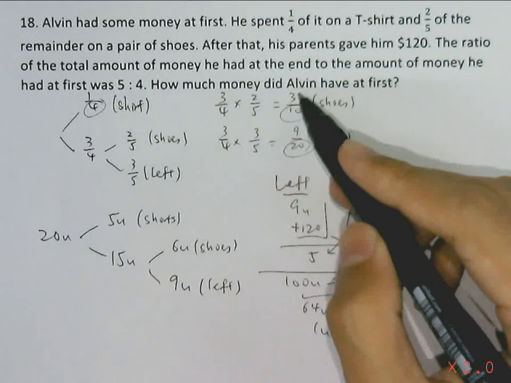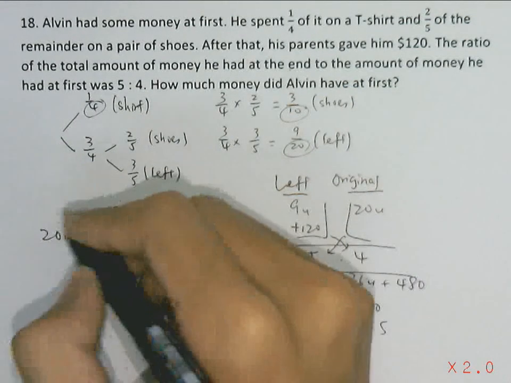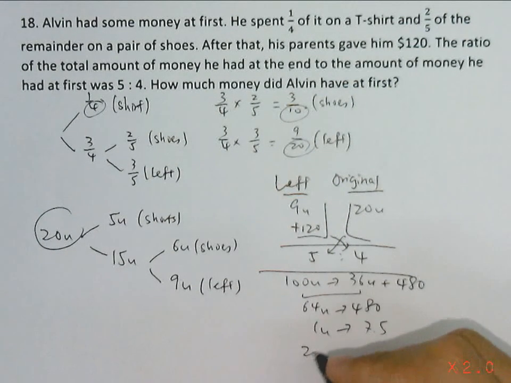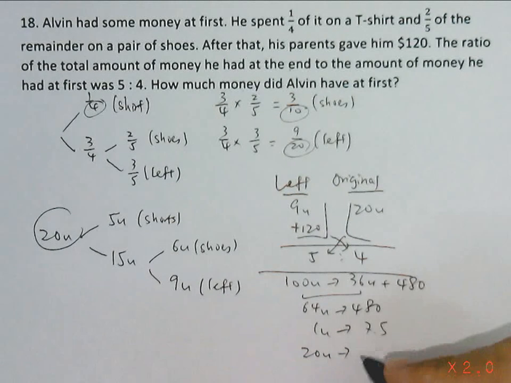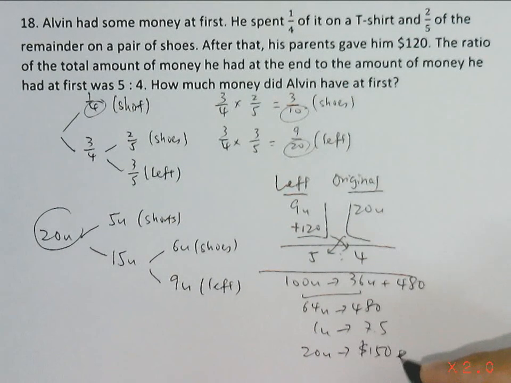So how much money did Alvin have at first? So at first Alvin had 20 units. So 20 units will be 7.5 multiplying by 20, giving us our answer of $150.